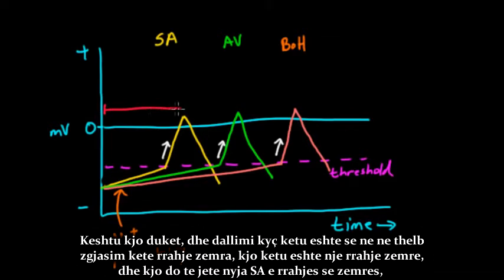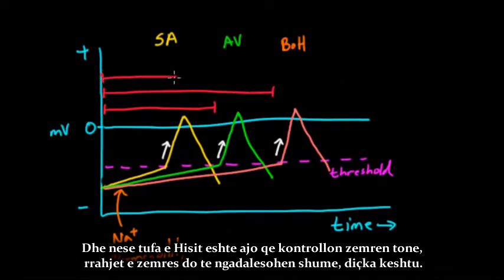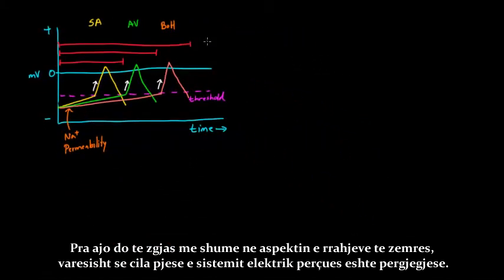This is one heartbeat, and this would be like the SA node heartbeat. But if your AV node was controlling your heartbeat, it might take a little bit longer, something like that. And if your bundle of His was taking control of your heart, the heartbeat would be really long, something like that. So it would take longer and longer for the heartbeat in terms of time, depending on which part of the electrical conduction system is in charge.